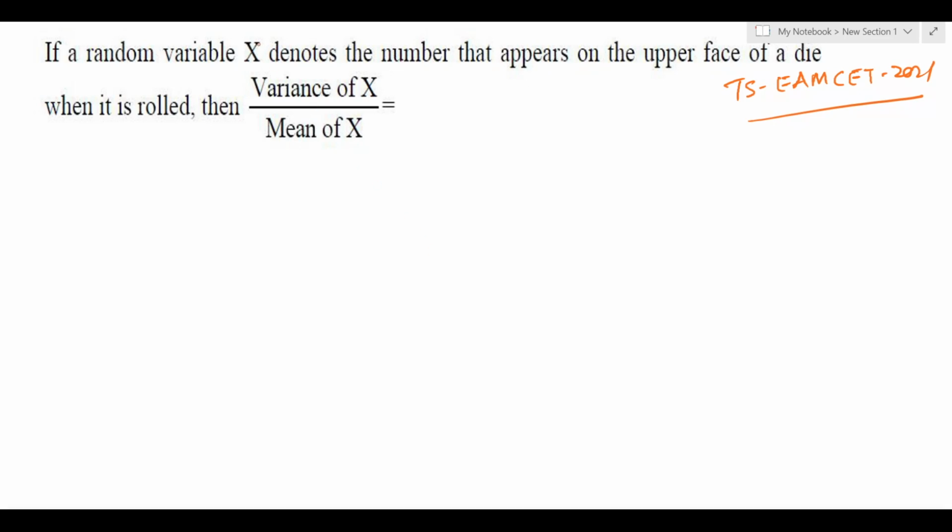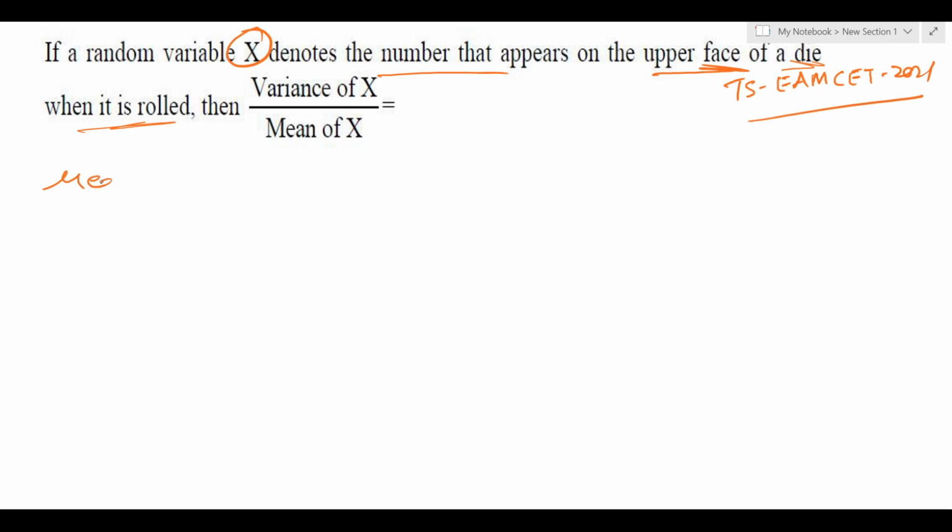If a random variable x denotes the number that appears on the upper face of a die when it is rolled, then variance of x by mean of x is equal to dash. When a die is rolled, the faces are 1, 2, 3, 4, 5, 6, and the probability is 1 by 6, 1 by 6, 1 by 6. So we know the mean.